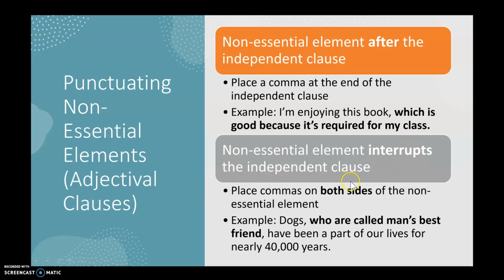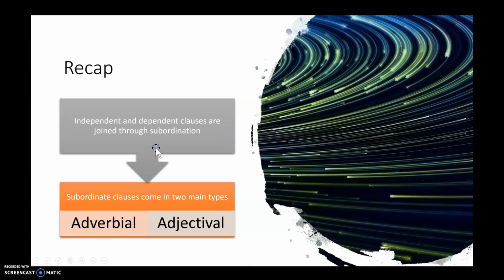Non-essential elements can also interrupt the independent clause, meaning they can come in the middle of it. So in that case, you're going to place some commas on both sides of the non-essential element. So here we have one of the trigger words, who. We've located it in the middle of the sentence. And so now let's try taking out that part in bold. Dogs have been a part of our lives for nearly 40,000 years. It works, therefore the extra information is not essential. And therefore, because it's not essential, we put commas on both sides of it.